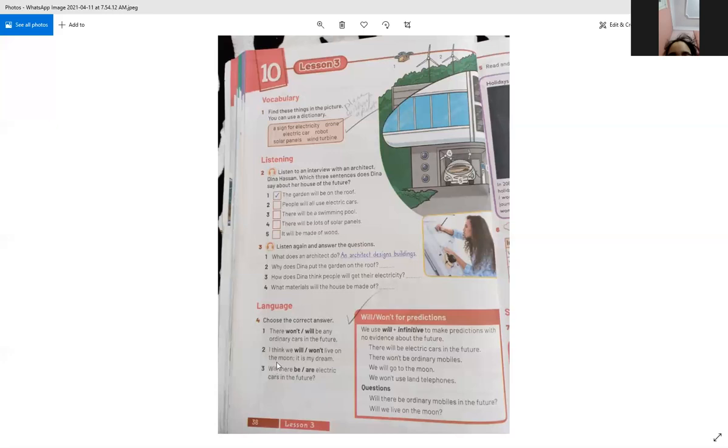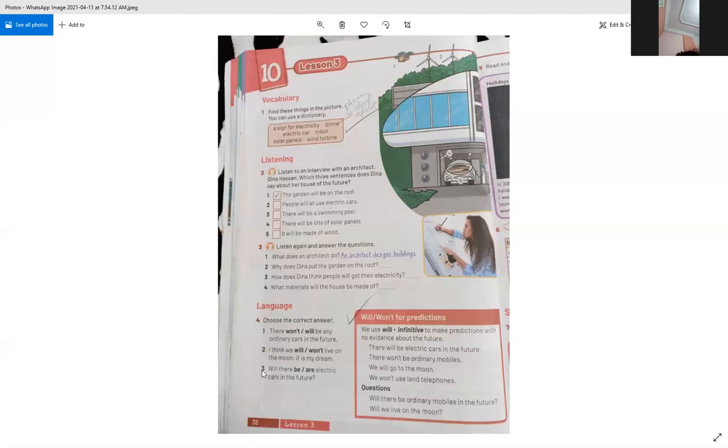Okay, look at number 2. Can you read, Mariam? I think we will live on the moon. It's my dream. Yes, I think we will live on the moon. So we use will because we are not sure. When we are not sure, we use will plus infinitive.